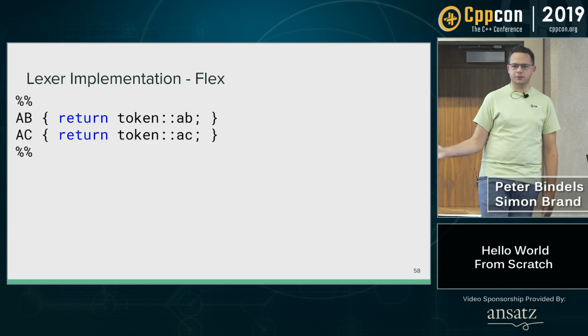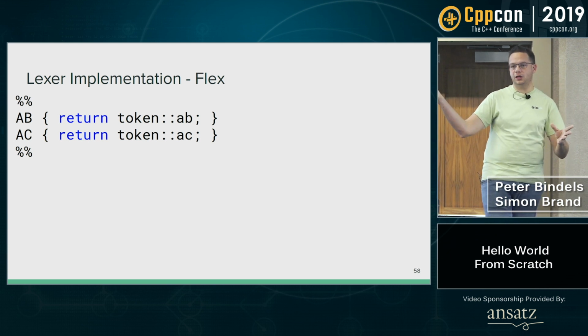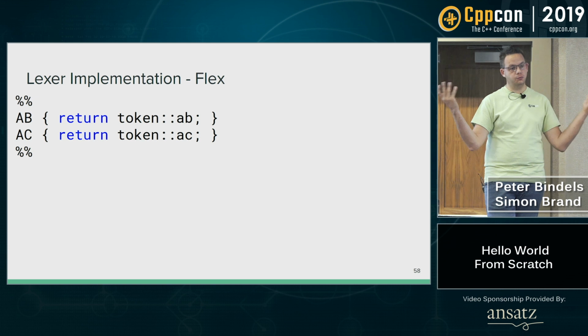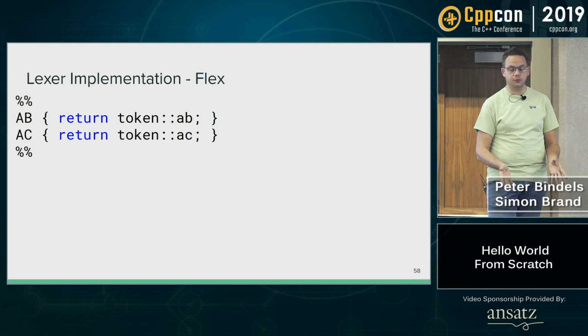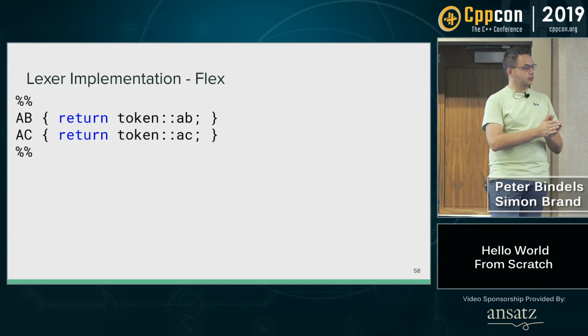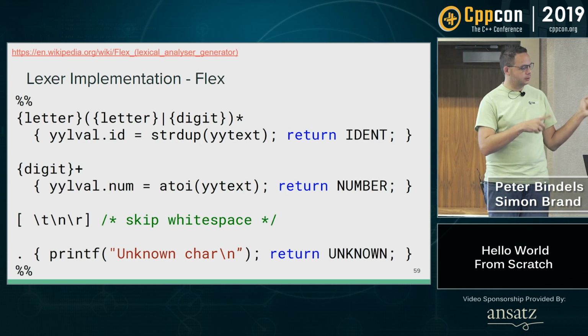We can go for a more automated approach by using a Lexer generator. They take an input that looks a bit like this. We have a statement that says there's an AB token we want to recognize, and in that case, we return token AB. There's an AC token we recognize, we return token AC. This is a higher level representation of it, and it will generate a really efficient Lexer for us. And if you go to the next slide, we can see the code that is generated. This is not the slide I was expecting.